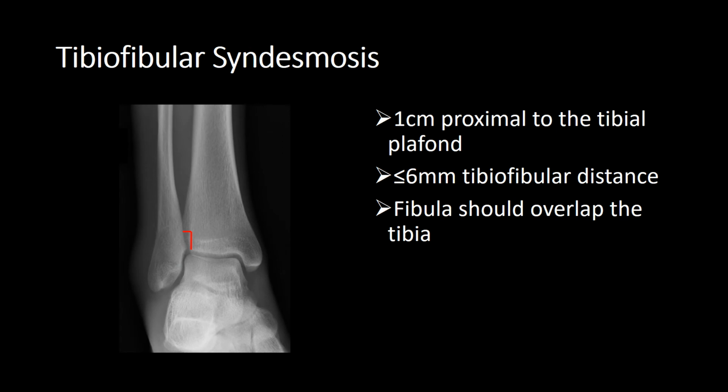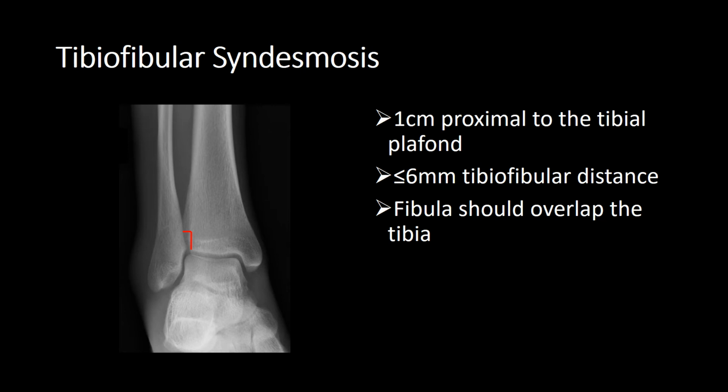When we evaluate ankle images, we assess the mortise joint, but we also need to assess the distal tibiofibular syndesmosis, because sometimes it's perfectly possible to have an intact ankle joint, but you have disruption to the interosseous membrane causing diastasis to the tibiofibular syndesmosis.